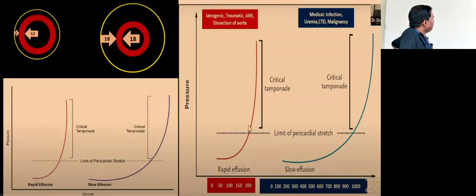But in a rapid effusion, even a small amount of fluid accumulating rapidly can cause a critical tamponade. And in a slow effusion, after a limit of pericardial stretch, it goes into a critical tamponade. So slow accumulation of fluid doesn't cause immediate symptoms, whereas rapid effusion can cause immediate symptoms and hemodynamic instability.